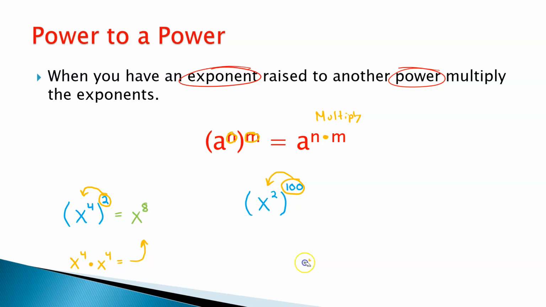That would be ridiculous. So we know that power to a power, if you ever have an exponent being raised to another exponent, simply multiply those. So what's 2 times 100? That is x to the 200th power. That is how we simplify. So there you have it, power to a power.